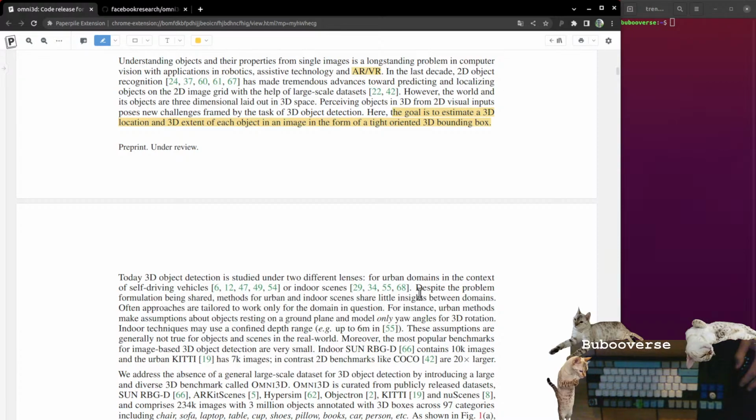Okay, urban domains, indoor scenes. Yep. Urban and indoor scenes share little insights. That's true. You don't get a ton of benefit pre-training one or the other, or training on both of them. So I think joining together these two more separate dataset and benchmark worlds, I think it's a good idea, right? So you have something like Sun RGBD, and then the Kitty dataset, right?